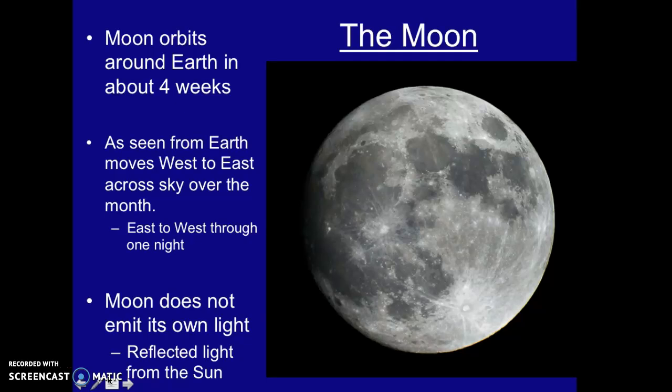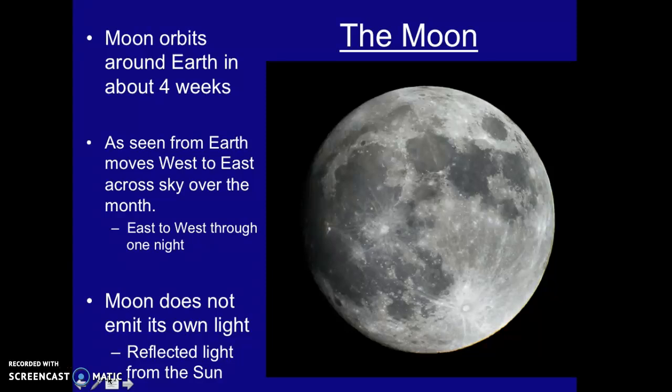As seen from the Earth, the moon moves west to east across the sky over a month. Now that means every day, if you go outside and look at it at night and see the stars rising in the east and setting in the west, the moon is going to follow that motion over one night. But night after night, week after week, you'll notice that the moon will move westward relative to the background stars. That's its motion as it's going around the Earth.